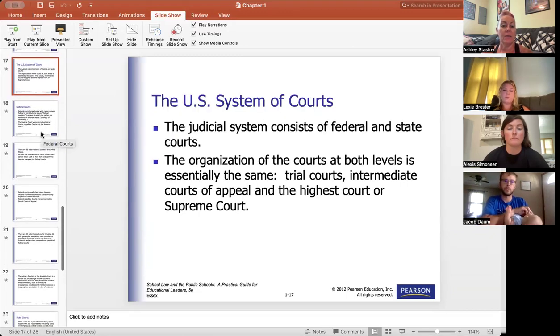All right, the U.S. system of courts. So we all should know there are three branches of government. The judicial system consists of federal and state courts. The way the courts are organized at both of those levels is basically the same: trial courts, intermediate courts of appeal, and then the Supreme Court.